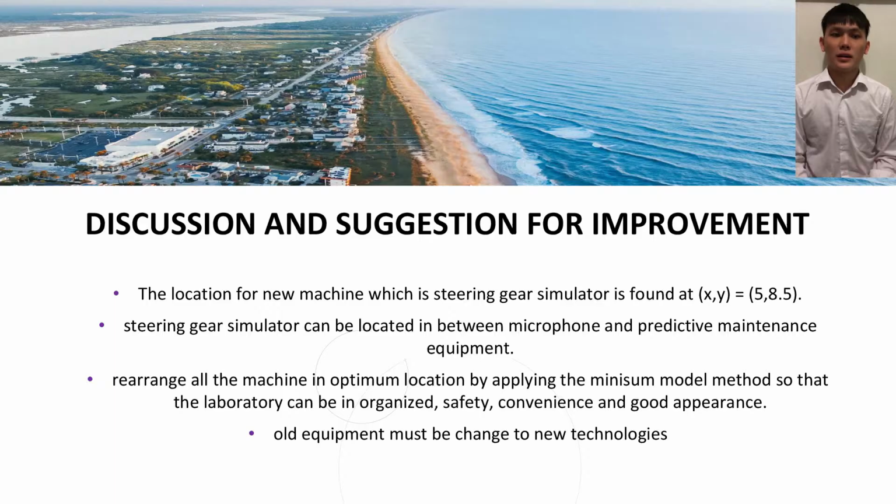Therefore, now I will proceed with the discussion and suggestions for improvement. The location for the new machine, the steering gear simulator, is found at 5 for the X-axis and 8.5 for the Y-axis. The steering gear simulator can be located in between the microphone and the predictive maintenance equipment. And we suggest rearranging all the machines in optimal locations by applying the mini-sum model so that the laboratory can be organized, safe, convenient, and good in appearance.